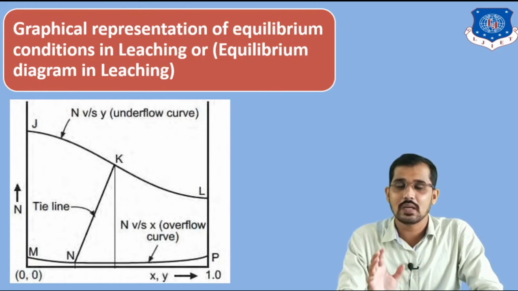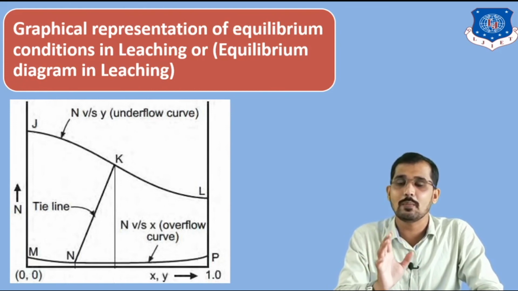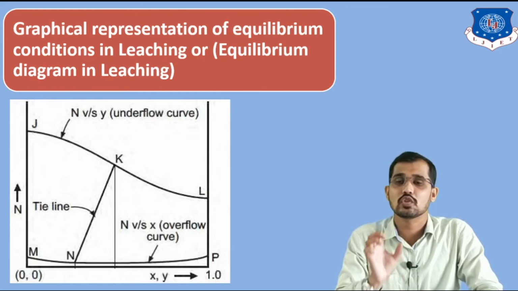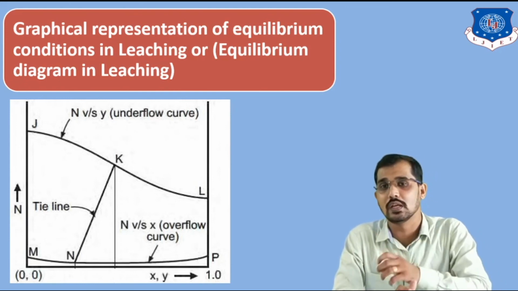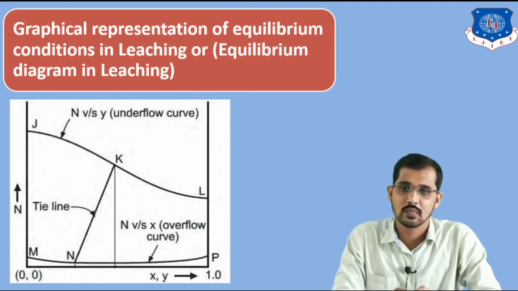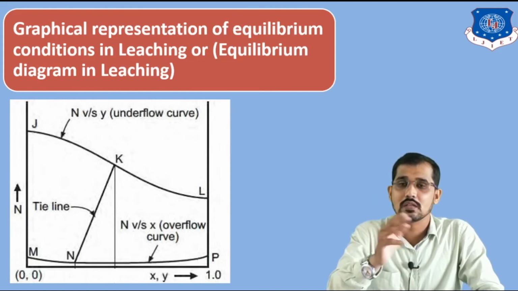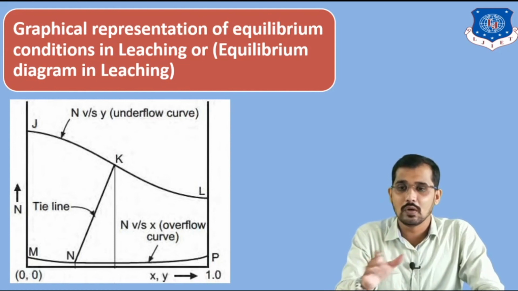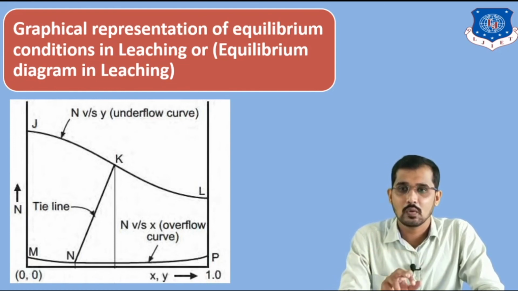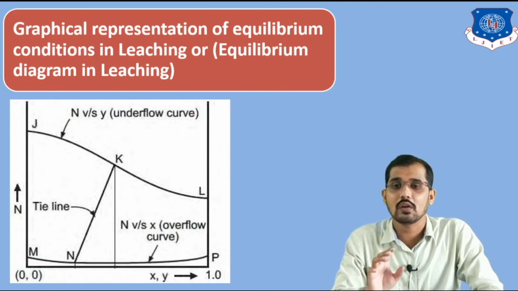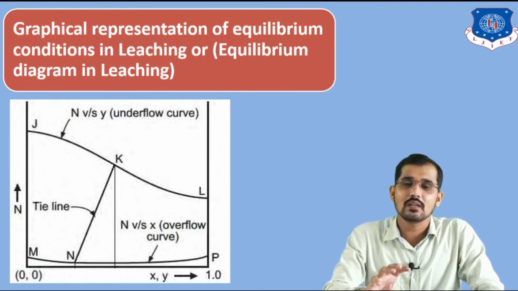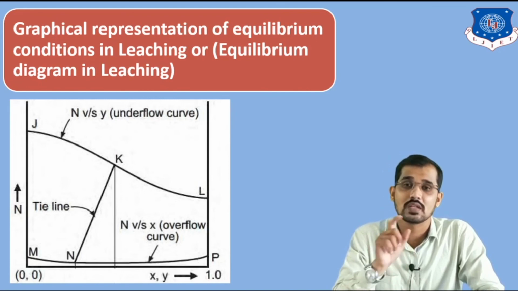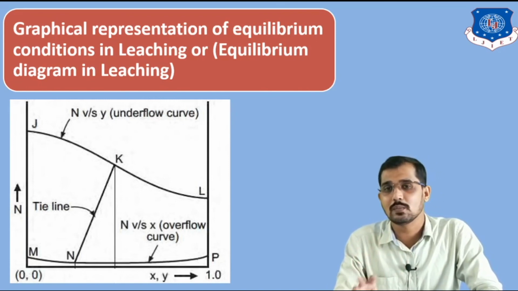N is, as I told you, kg of insoluble per kg of solution, and X and Y are the mole fraction of the solute which we want to remove from the solid in the liquid and gaseous phase. After that, the upper curve is N versus Y, I can say the underflow. The lower curve, that is MNP, is your overflow curve. I will explain what the meaning of this overflow curve and this underflow curve is in the next lecture.